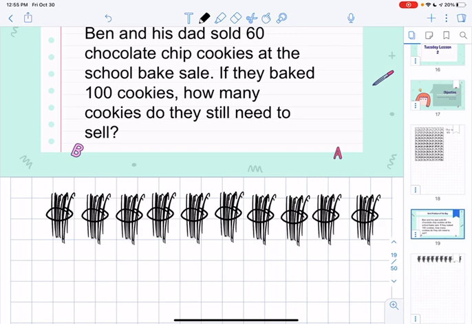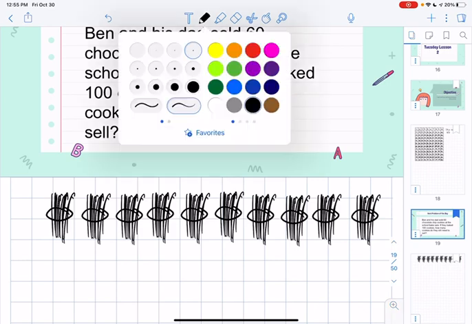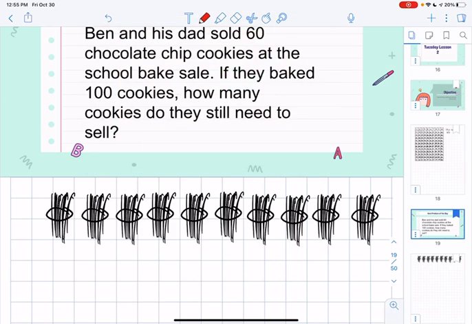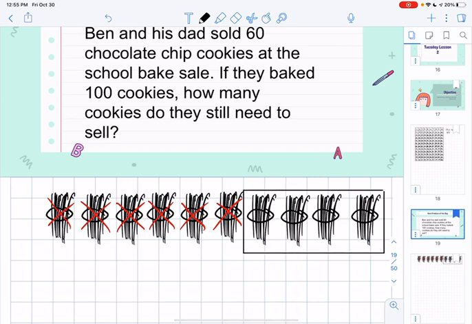Well, the way with the bundles is I could just X out the ones they already sold. So if they already sold 60, let's skip count by 10. They sold 10, 20, 30, 40, 50, 60. So how many do I have left? I have 40 left because we have 10, 20, 30, 40.